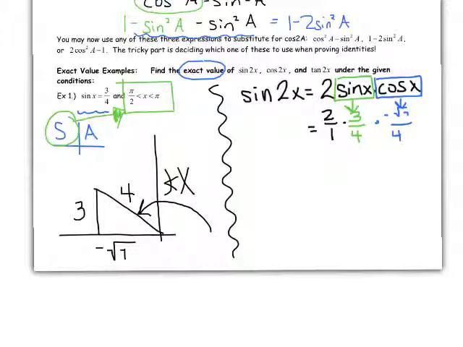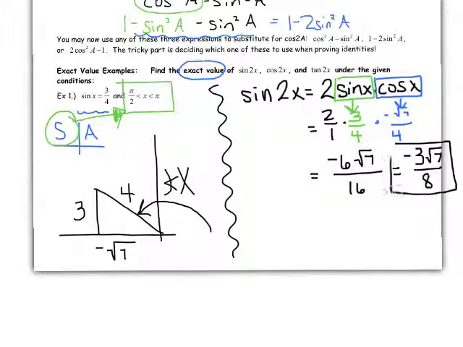And now from here, we can just multiply across the top. So 2 times 3 is 6, times negative root 7 is negative 6 square roots of 7, all over 16. And I can actually simplify that a bit more. 6 over 16, they both divide by 2. That gets me negative 3 square roots of 7 over 8. So that will be my final simplified answer.